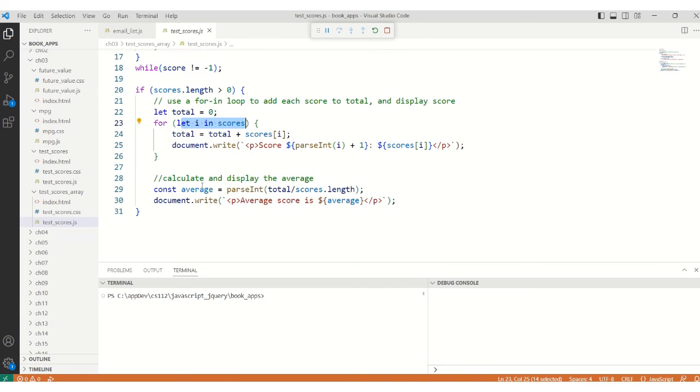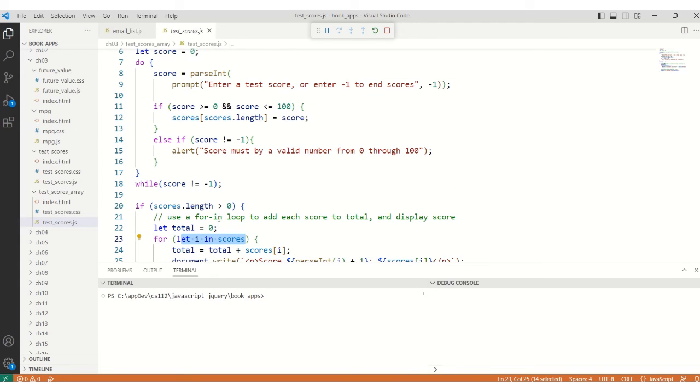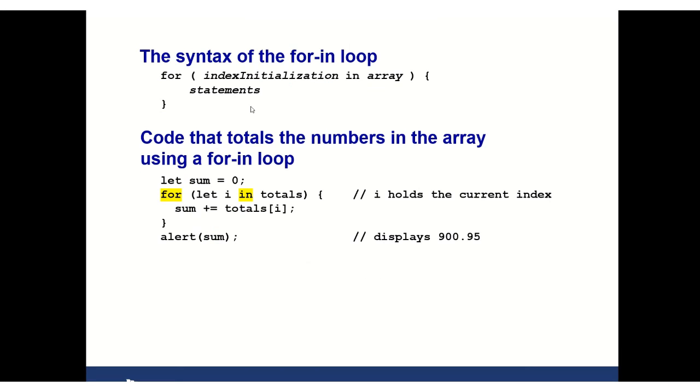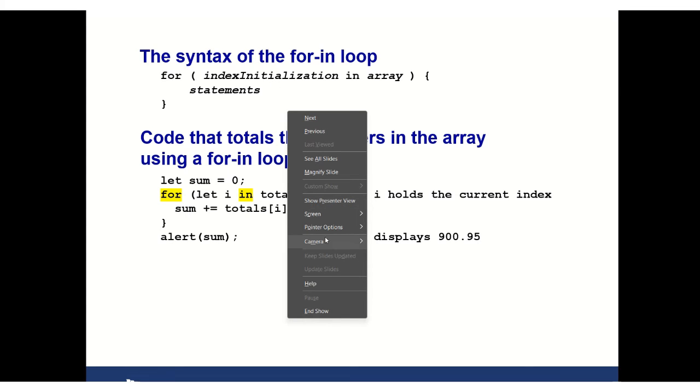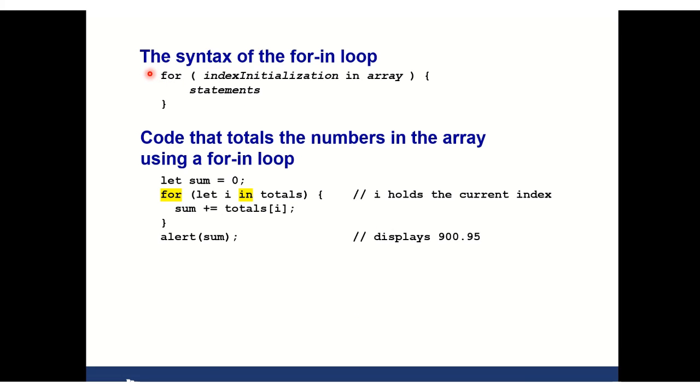So that's a lab to demonstrate the for loop, and specifically the for in loop, where we have iterated over the elements of an array. The syntax of the for in loop that we just illustrated in our previous lab: for, you have the index initialization in array. I'm just activating the pointer. Okay, I'm done. So you have the for loop, you have the statements, then code that totals the numbers in the array using a for in loop is as simple as this one.